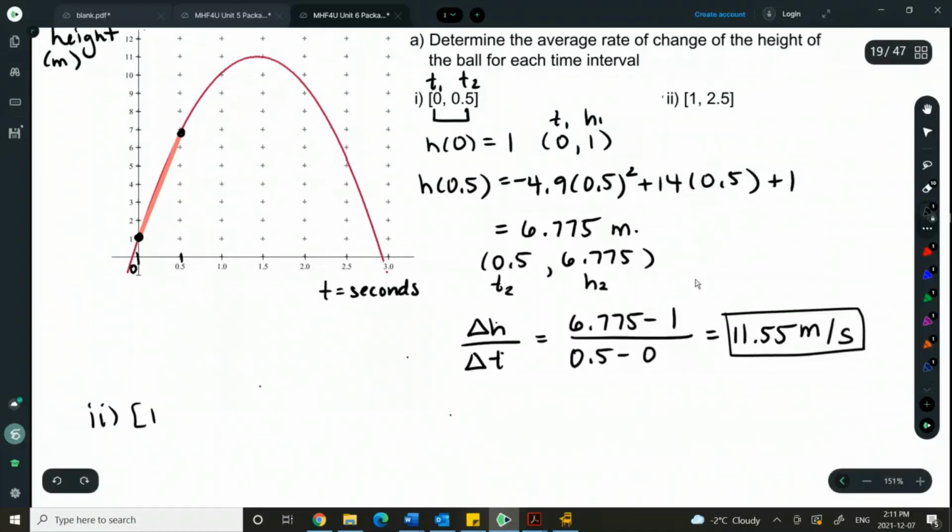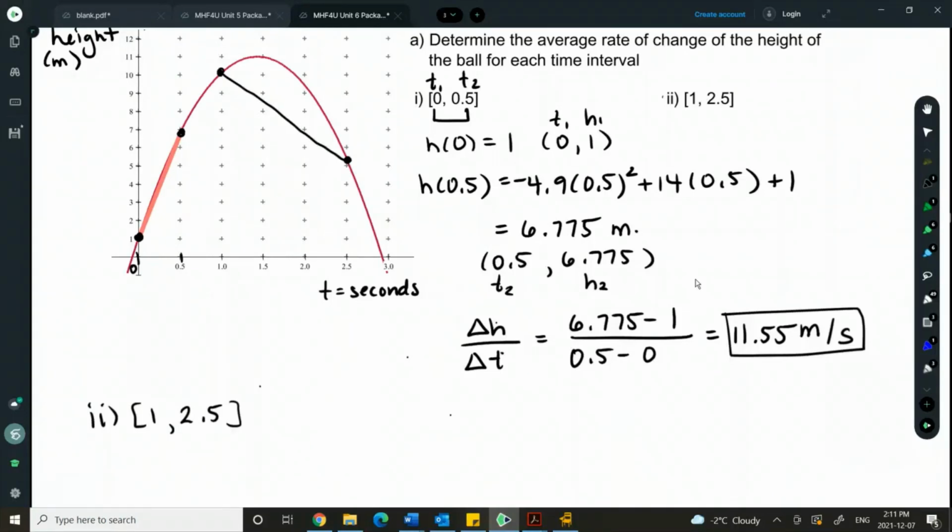Okay, for our second one, we want the interval from 1 to 2.5. So here is our point at 1. Again, not quite on an exact cross-section, so I'm going to use the equation to calculate that one. And then 2.5, also not on an exact cross-section, and I want the slope of the secant line that connects those two.